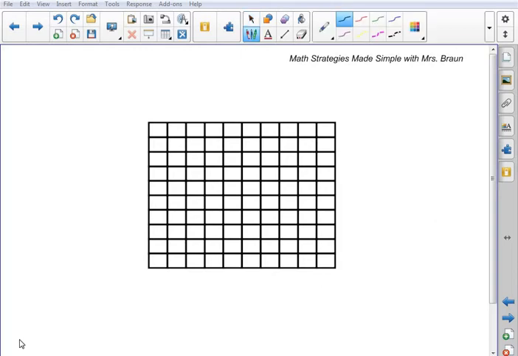Today we're going to be looking at a visual representation of decimal numbers on these 10 by 10 grids. And so our first decimal number that we're going to take a look at is 36 hundredths.